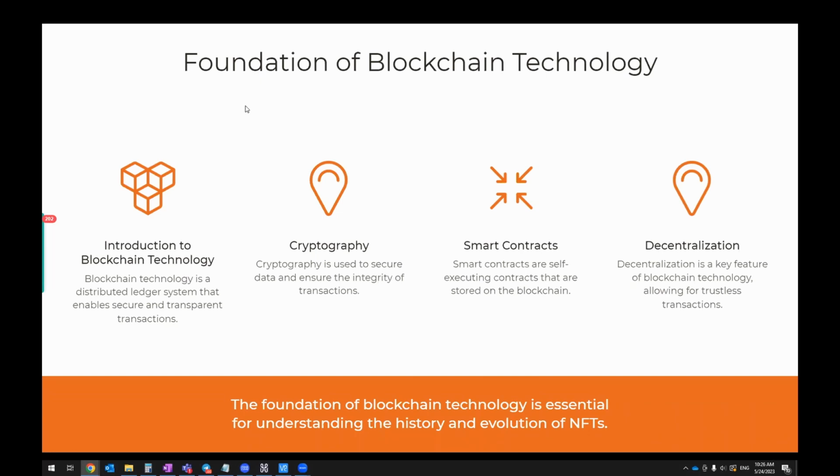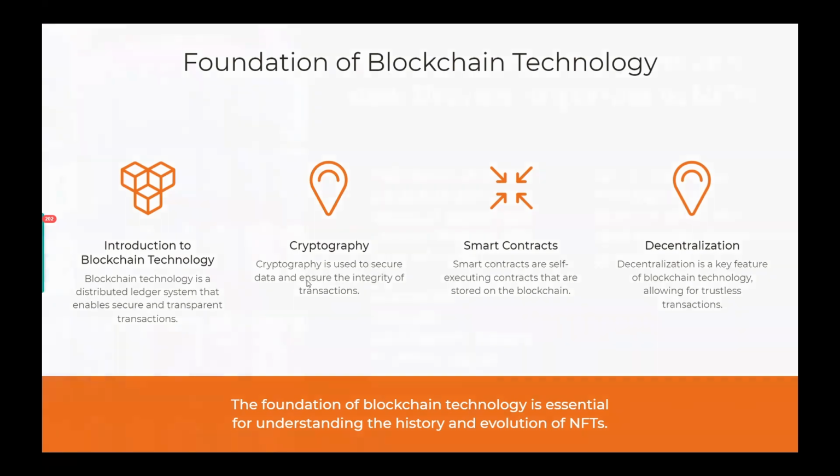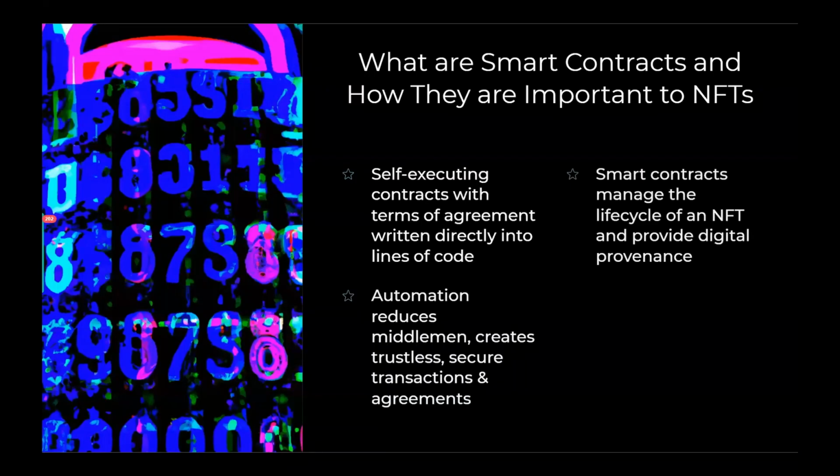And then finally, blockchain technology, as we know, is decentralized, right? Decentralized means there is no single central owner. It is distributed, and you also do not know which node in this decentralized, distributed infrastructure is going to help you process your transaction on the blockchain. So it ensures fair transaction processing. All right. So with that, let's get into the next thing, which is smart contracts. What are smart contracts and how are they important to NFTs?